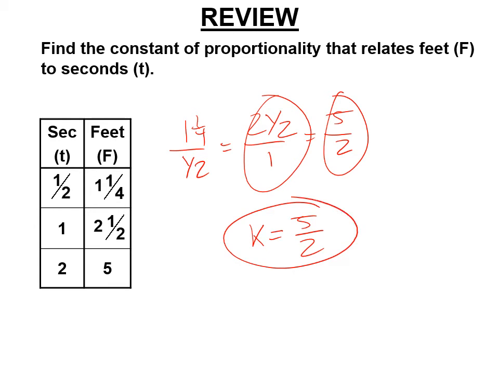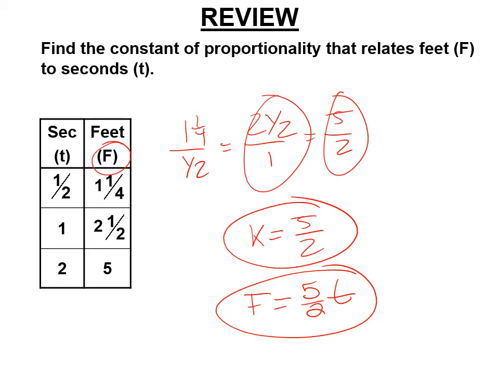That's typically how we would use it to write an equation. If I didn't ask for the equation, but it would be F equals, right, feet is 5 halves times whatever T is. Right? We don't put mixed numbers in equations. Yes, you could put this as 2.5. Yes, you could put it as 2.5, but I don't know why you would.